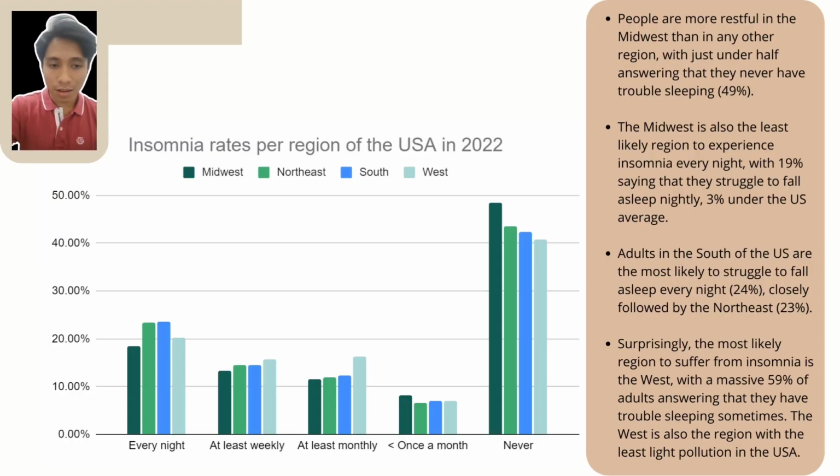Okay, for the next graph, we can see which areas of the US have the highest insomnia rate. Different regions experience different challenges when it comes to weather, city life, and stress. In this case, those locations also affect the rate of insomnia. To answer this, we categorized our survey respondents into 4 regions of the US: Midwest, Northeast, South, and West.